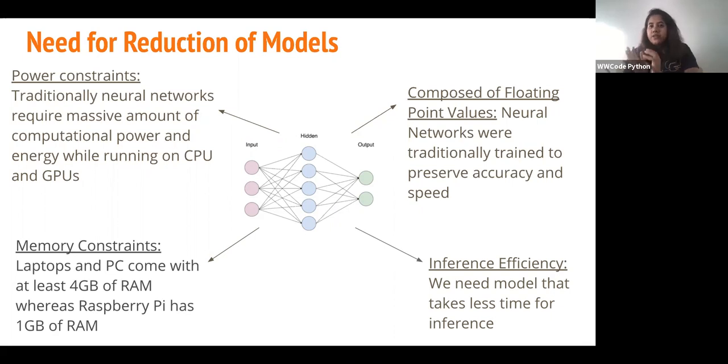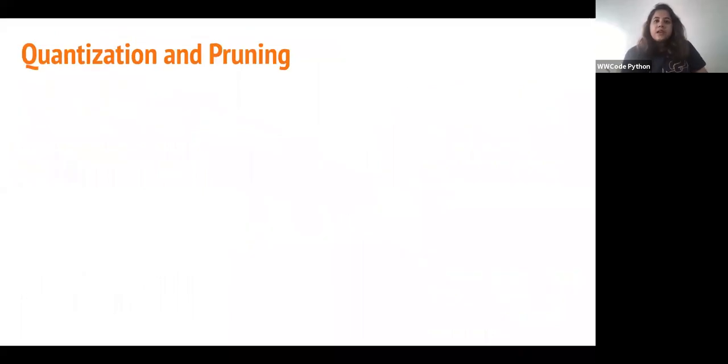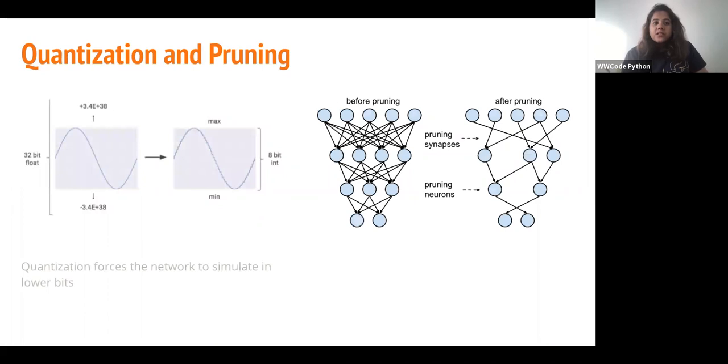And at the end of the day, we need to make sure that when we deploy these models onto these small devices, we are able to take less time for inference. So this is what brings us to quantization and pruning. Quantization basically forces the network to simulate in lower bits. This is something which we will be talking about today. But there is another way to reduce your model size, which is pruning, which is what you see out here.